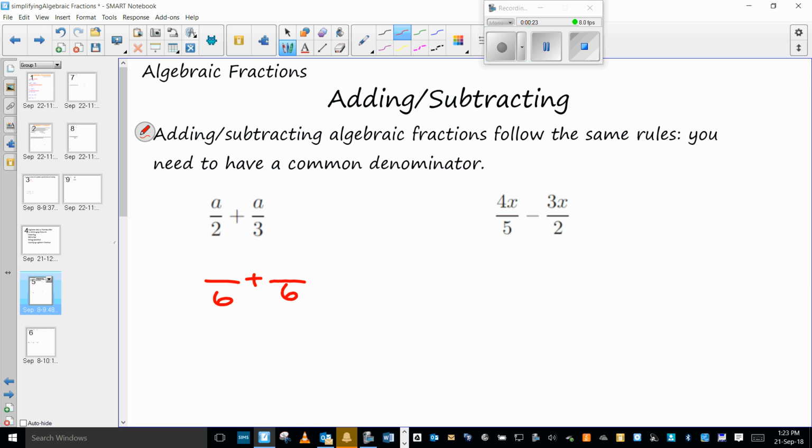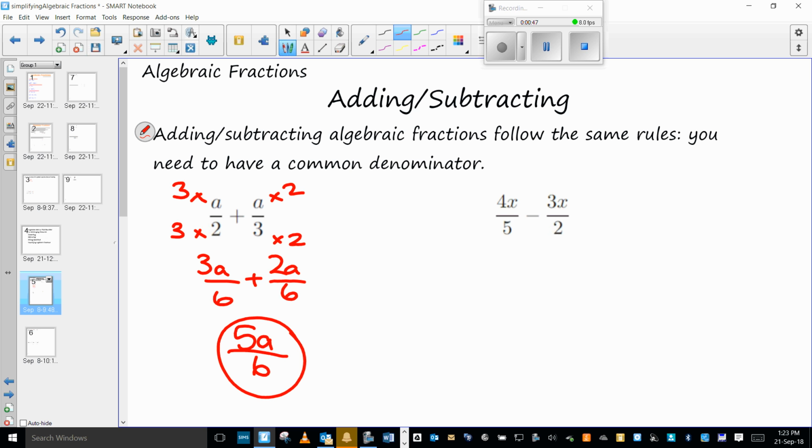What did I do to this one? I multiplied it by 3, so I do that same thing on the top. So I now have 3a. And this one I have to multiply by 2, so I have 2a on the top. I have the same denominator now, therefore I can just add my numerators. 3a plus 2a is 5a. So my final answer is 5a over 6.